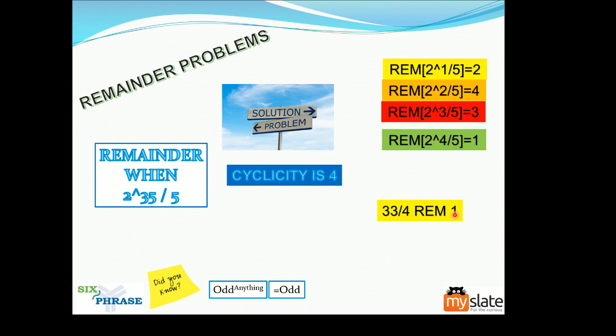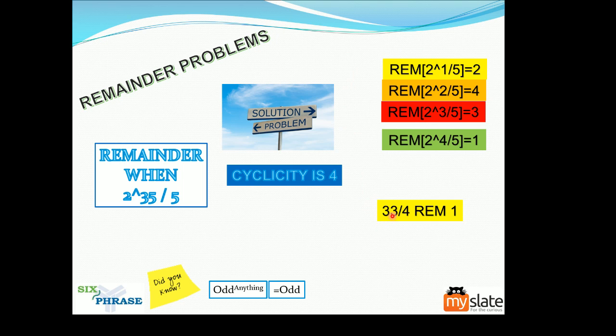Can you spot the yellow colored box? Yes. So this means when you get the remainder to be 1, we are dealing with this category. Okay, 2 power 1 category. 2 power 1 and 2 power 33 will give you the same remainders. Okay, that is the meaning.